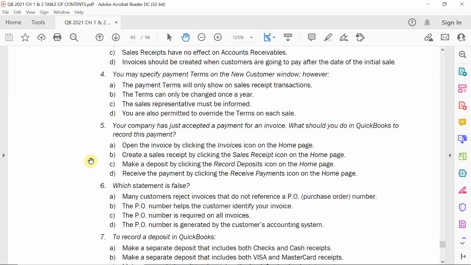Number 5, your company has just accepted a payment for an invoice. What should you do in QuickBooks to record this payment? D. You receive the payment by clicking Receive Payments. Yes, right? There's no other way you can receive a payment without clicking Receive Payments. I don't know how to explain that, but again, you don't click Open Invoice by checking the invoices, right? No, that's not receiving a payment. You don't create a sales receipt because that's when a customer pays at time of service.